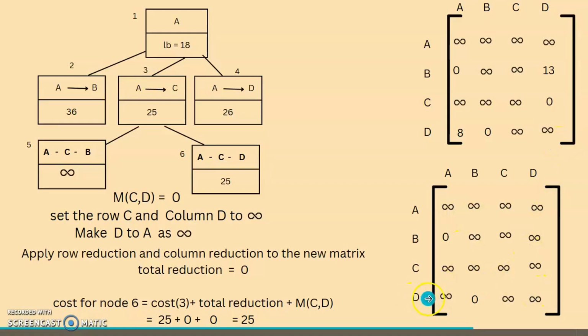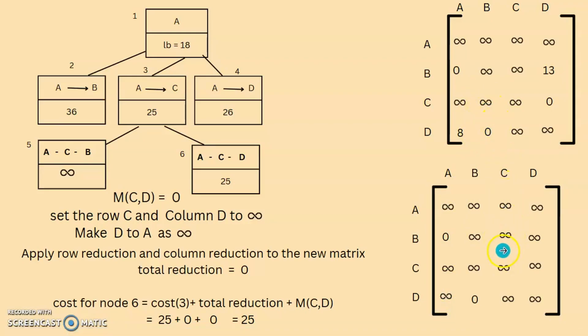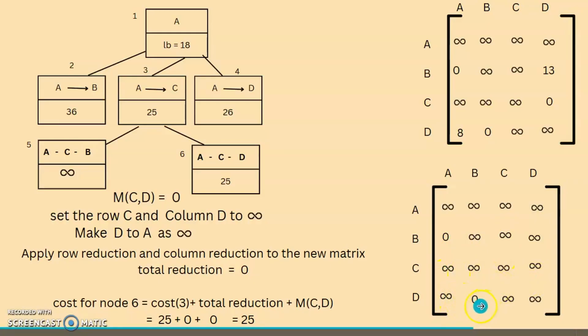And D to A as infinity. So this entry, we made it as infinity. And other values, you copy it from this matrix to this new matrix. Now, for this new matrix, we have to apply row reduction and column reduction. So you refer this matrix. So the first row, all the elements are infinity, so no row reduction required. Second row already contains a 0. Third row, all the values are infinity, and fourth row already contains a 0, so no row reduction required.